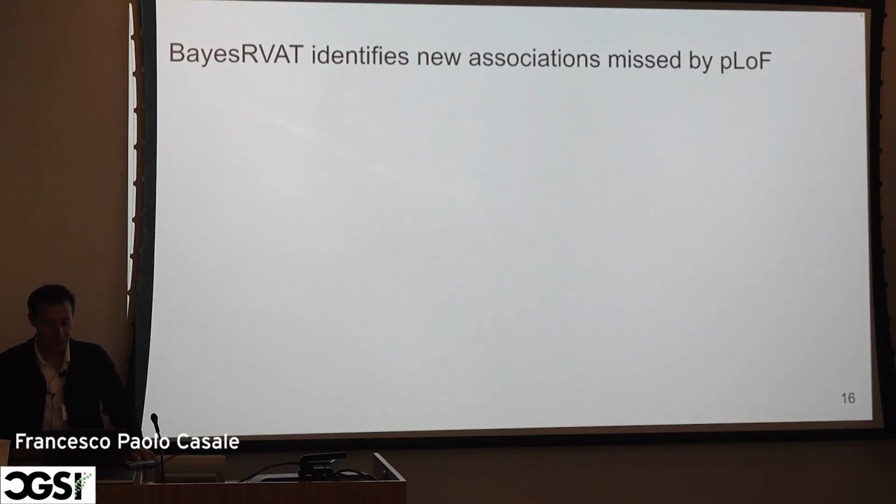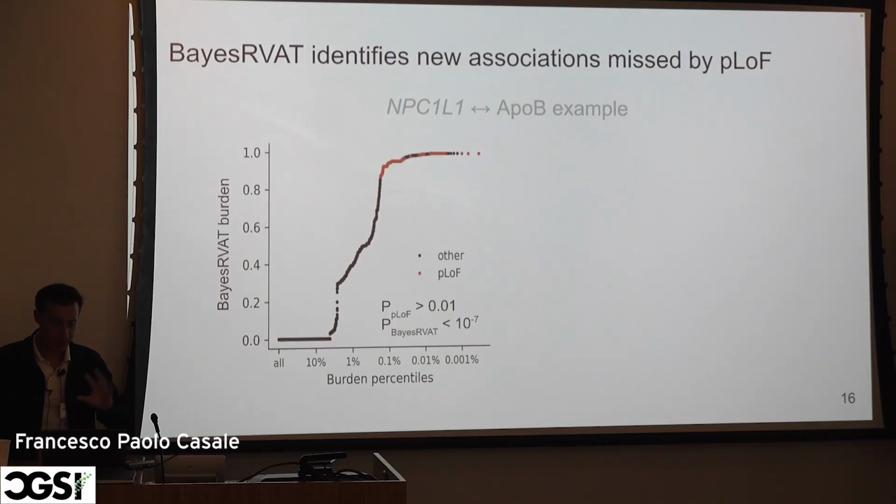Interestingly though, even if Bayesian is very similar to a pLoF test due to a strong mass on the pLoF, we still can identify many associations that are missed completely by the putative loss of function test. And I want to take one example to show what actually happens, right? So this is a gene trait pair for which a putative loss of function test gives a very high p-value, but we get a very low p-value from Bayesian.